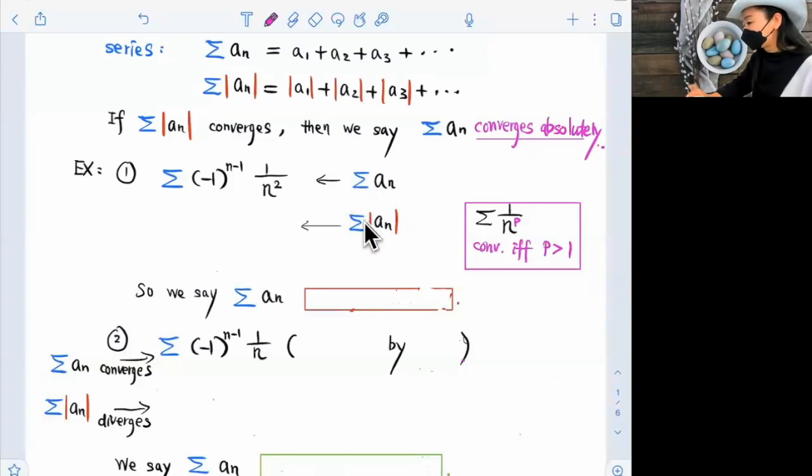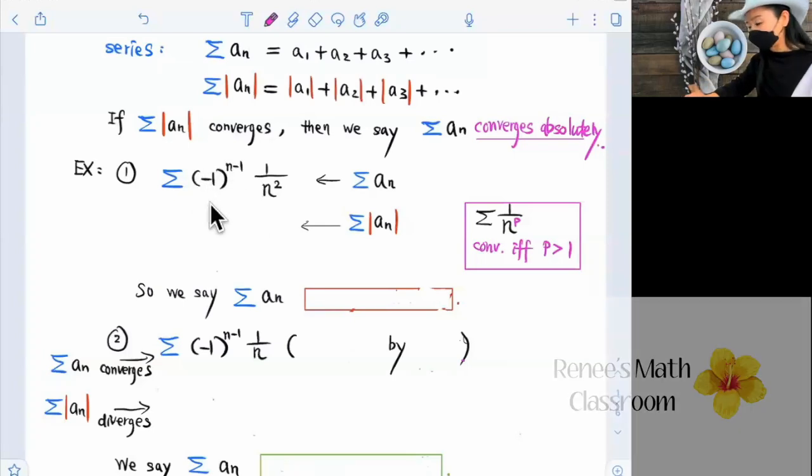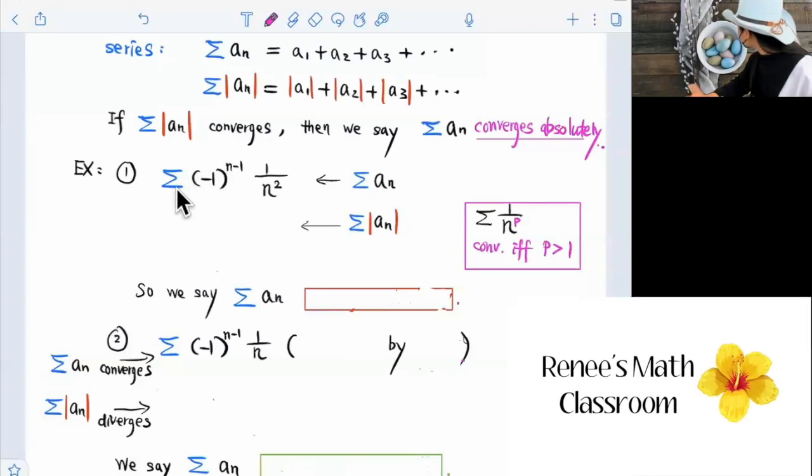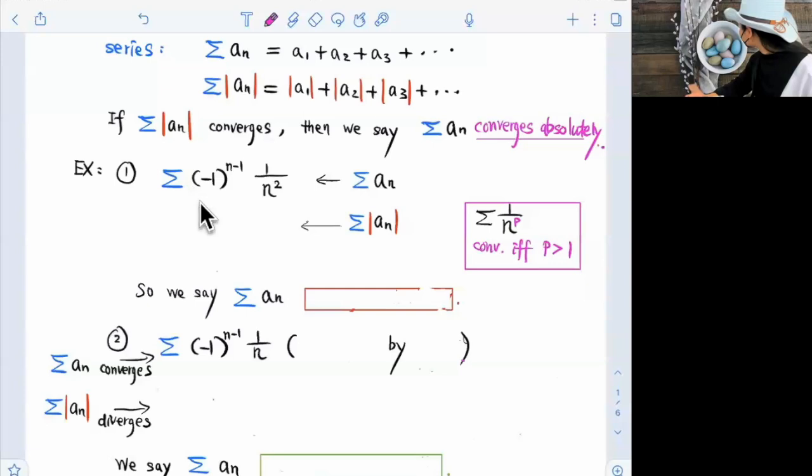What happens if I put the absolute value on every term? What will be the resulting series? It's all positive. And what do you do with the alternating sign? Can you just drop it? Yes. If you put the absolute value on every term, then you can ignore the alternating sign. So the resulting series will be the series of 1 over n squared.